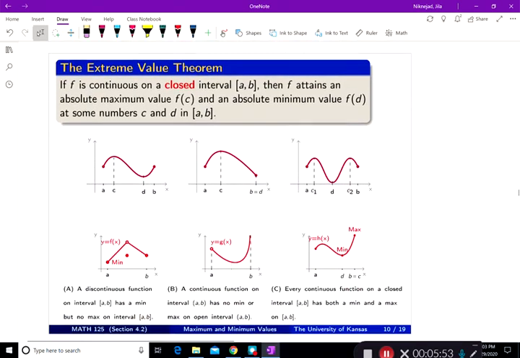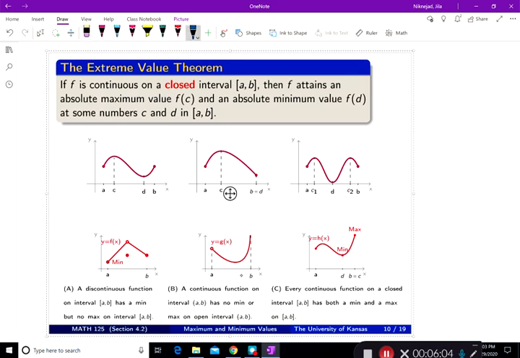Now, here are some examples that if you don't have the continuity, it's not going to work, and if you don't have the closedness of the interval, it's not going to work. Here, function f of x is this function. Is it continuous or not? No, because there's a hole. So I don't have a local maximum, because where there is supposed to be a local maximum, there's a hole in there.